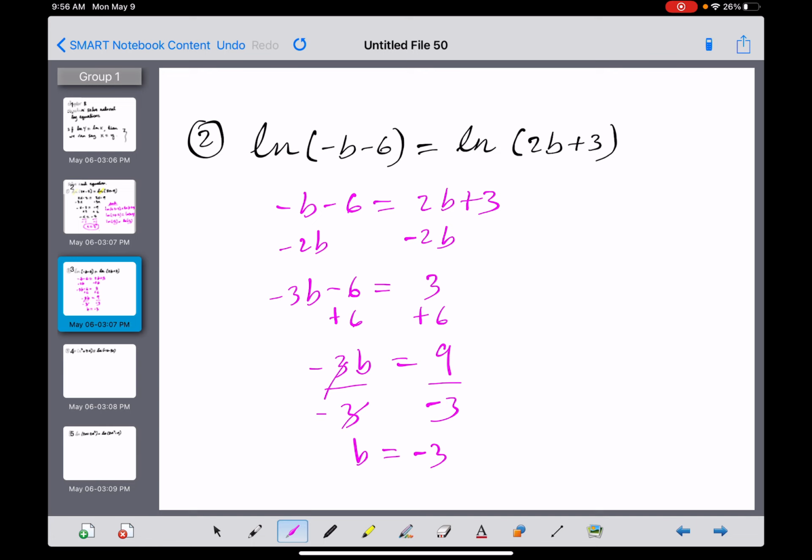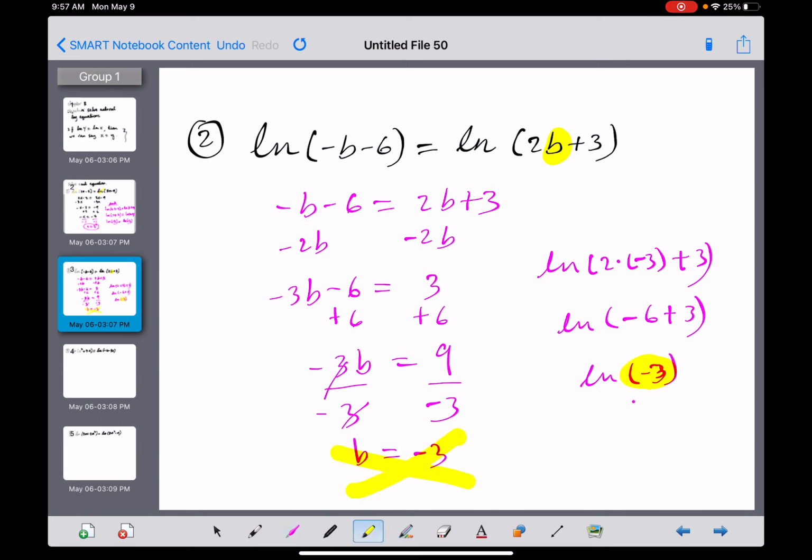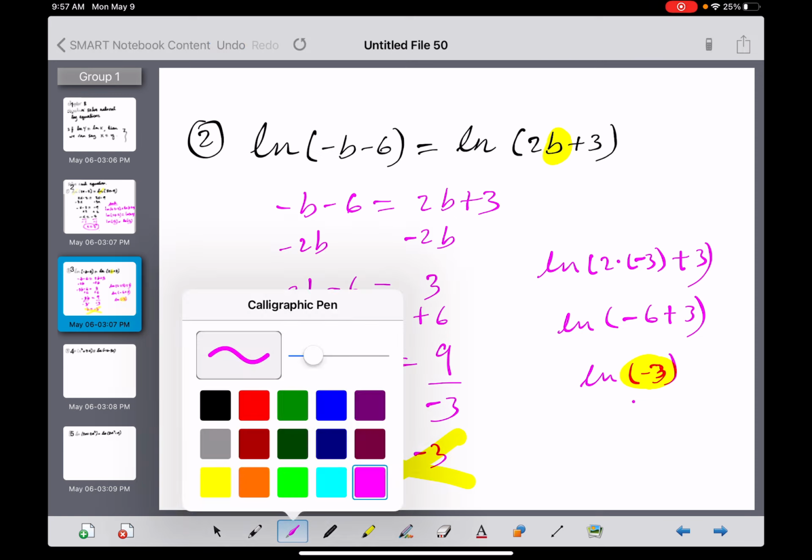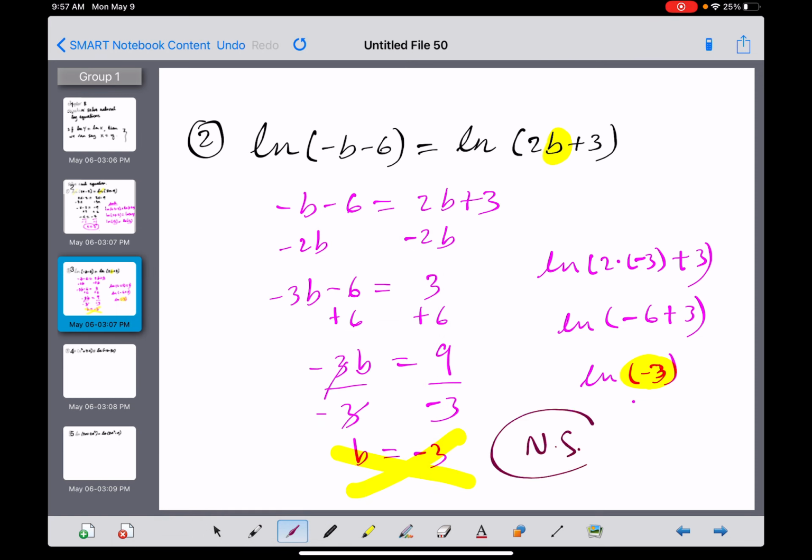Now when we check, we're going to plug negative 3 into this b right here. Then we get ln of 2 times negative 3 plus 3. So ln of negative 6 plus 3. So ln of negative 3. So you see how it gives us a negative right here? That's a no-no, okay? If that happens, that means this negative 3 right here is not a safe answer. So therefore, for this problem, our correct answer would be no solution, okay? So that's why always go back and check your answers.